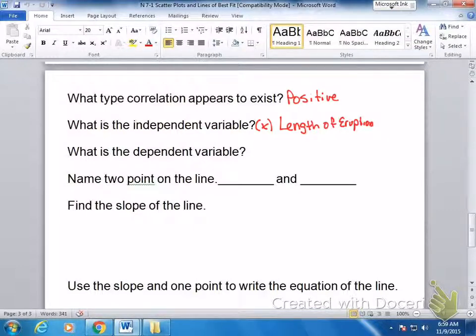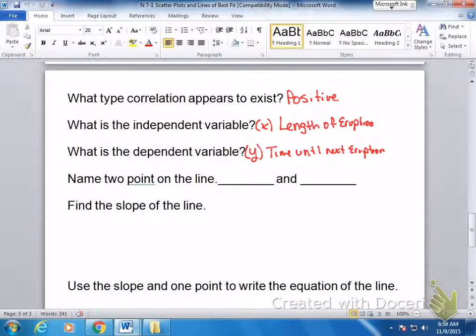Now we need to talk about the dependent variable. Well, that's our y values. And if I look at my table, my y values are the time until the next eruption. Time until next eruption. So those are not very hard questions to answer. As long as you look back at your table, know that x is independent, y is dependent.